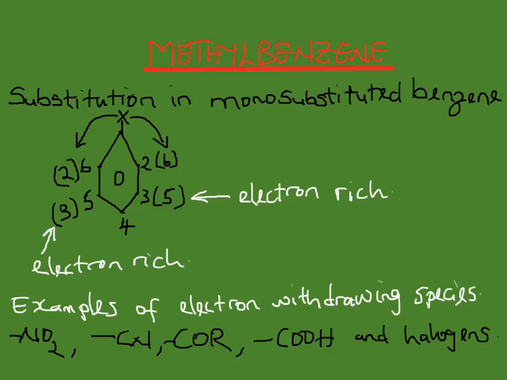And as such, it renders the third and fifth positions electron rich. When an electron withdrawing substituent is attached to the benzene ring and the monosubstituted benzene undergoes further reaction, any further substitution takes place mostly at the third or fifth positions of the benzene ring.